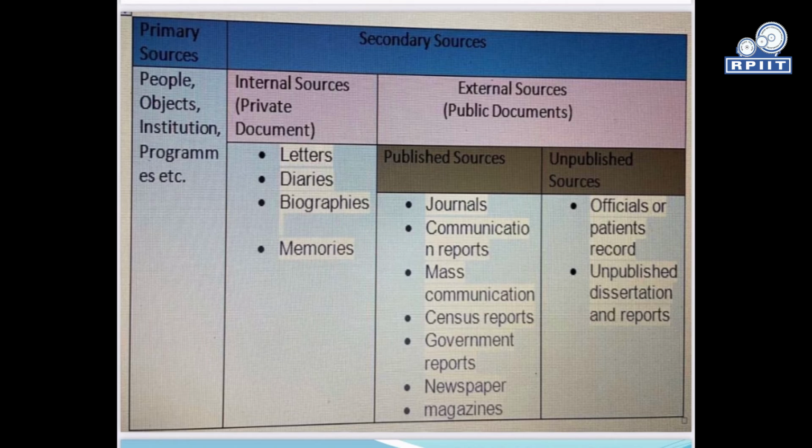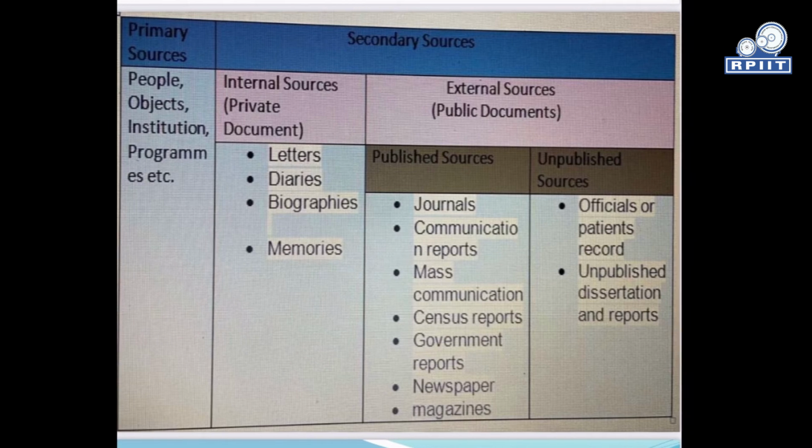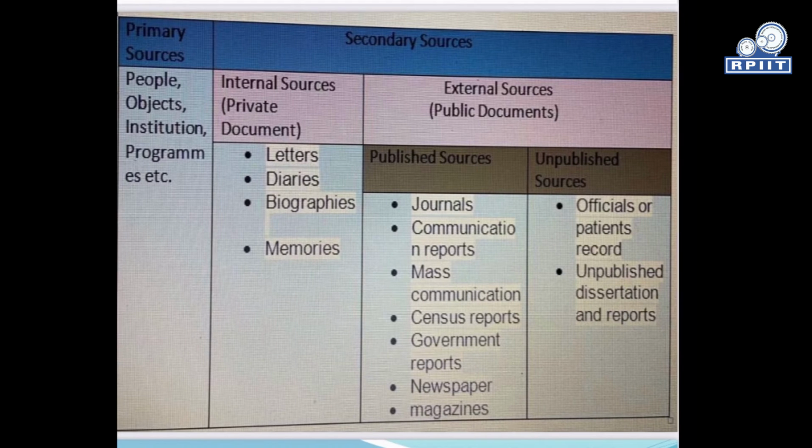Next are the terms which we use in data collection. There are some terms like method of data collection. What is method of data collection? The various steps or stages used for gathering and analyzing data in research investigations are known as the method of data collection.